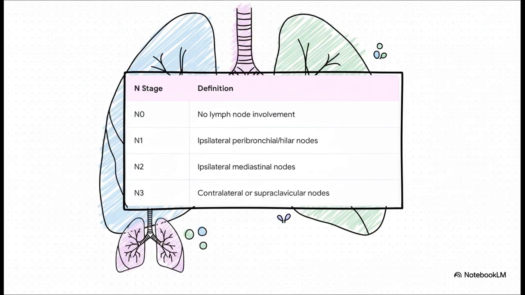Next up, N for nodes, and this one is a huge predictor of how things are going to go. N0, no nodes involved. Great news. N1 means it's in the nearby nodes on the same side.